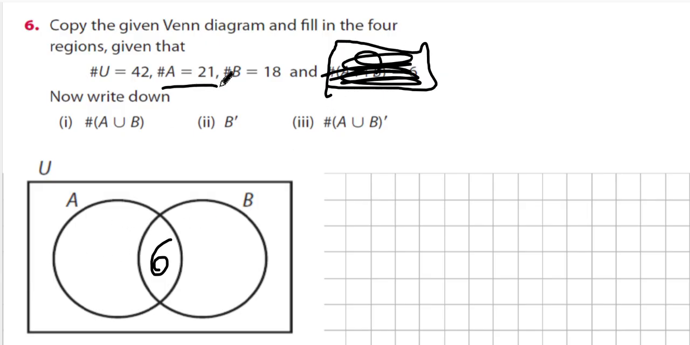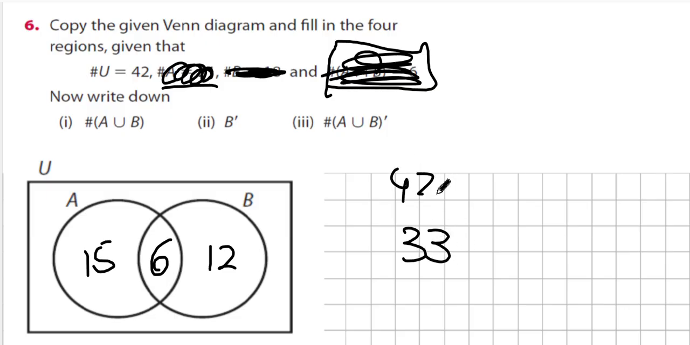Has to add to give me 21. 15, because 15 plus 6 is 21. What number in here? 12, because 6 plus 12 is 18. And then it has to add to 42 in total. So 15 plus 12 is 27. 27 plus 6 is 33. 42 take 33, how many? Who got that? 9 on the outside.